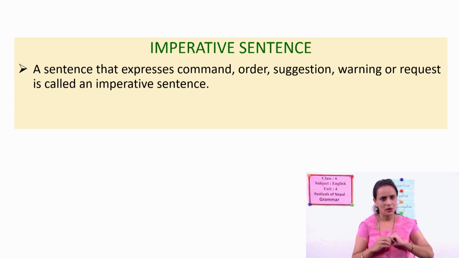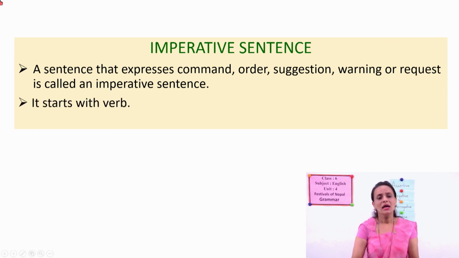"Don't do that." "Close the door." Or request also. "Will you please give me your copy?" "Will you please give me your notebook?" Isn't it? This type of sentences are called imperative sentences. Now let's see the example here. It starts with a verb. Just like, "Close the door." Close is what? Verb, isn't it? It starts with a verb. Close is a verb.